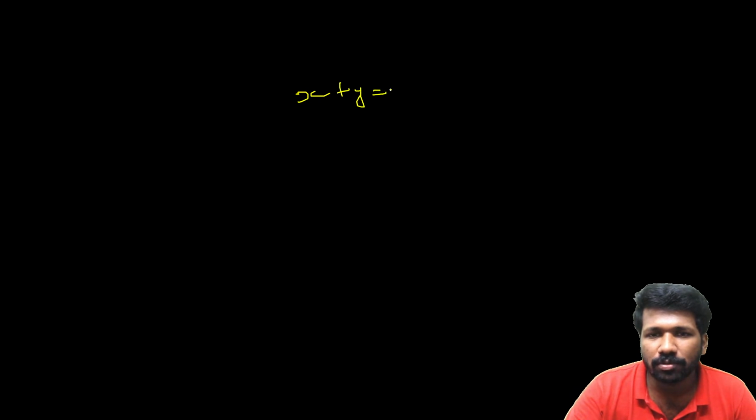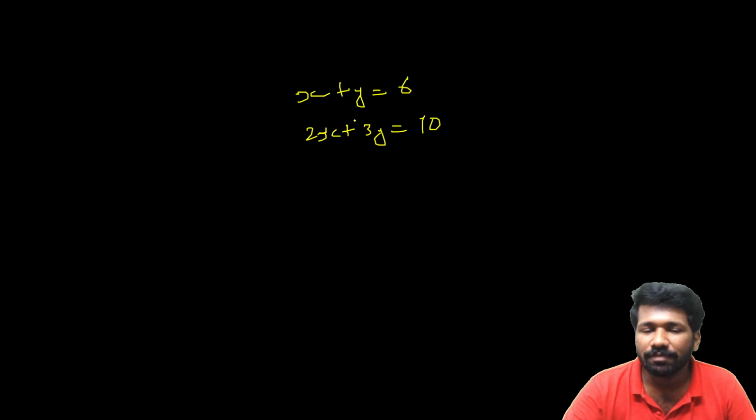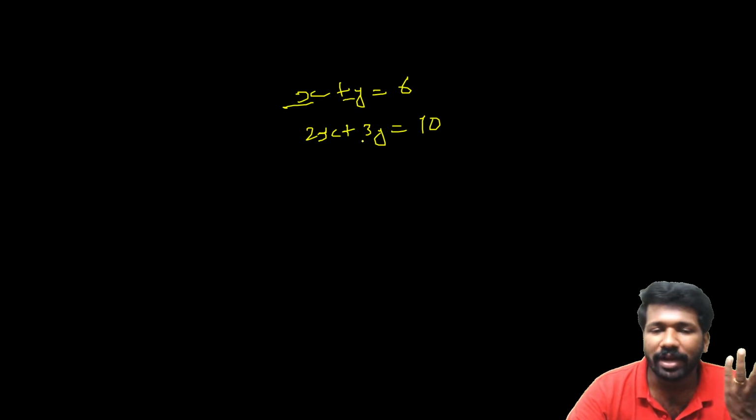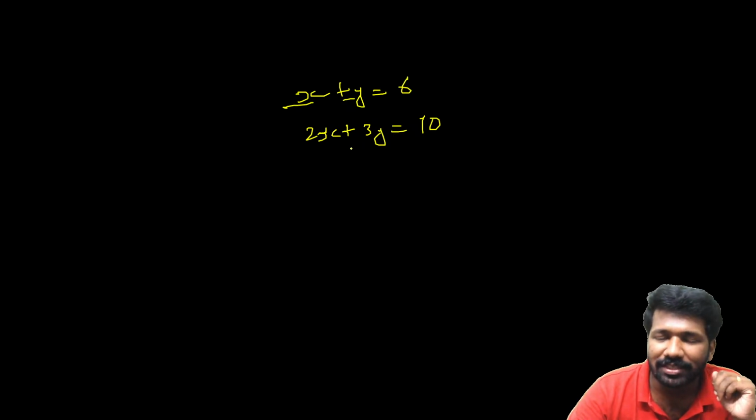I'll just give you a summary of that also. For example, if there is x plus y is equal to 6 and 2x plus 3y is equal to 7 or 10, you want to find the value of x and y. There are different ways of doing it. One way of doing it, you can make the coefficient of x or y equal and subtract it or add it so that it can be cancelled.